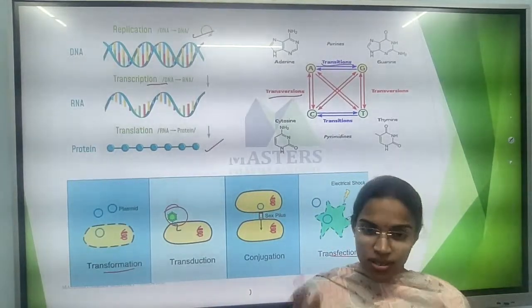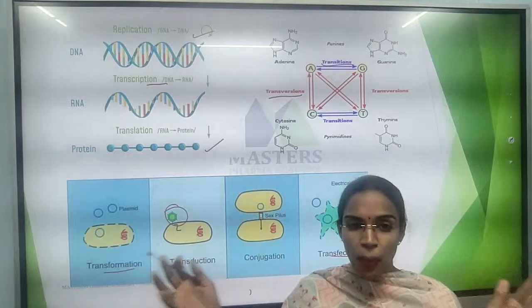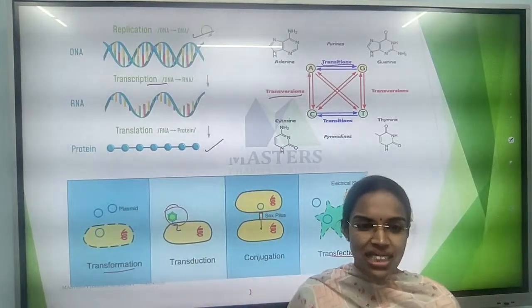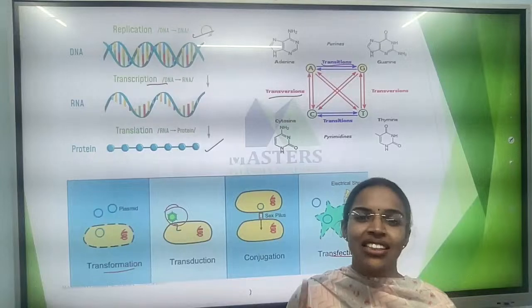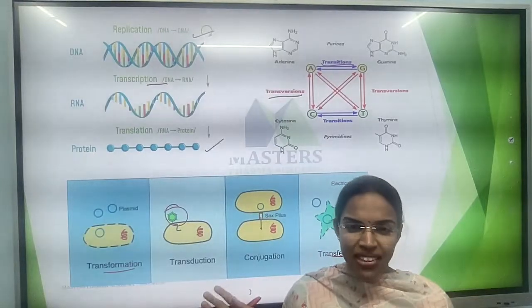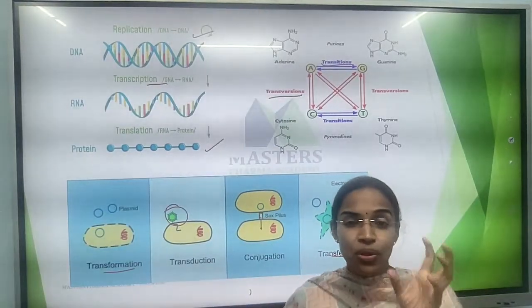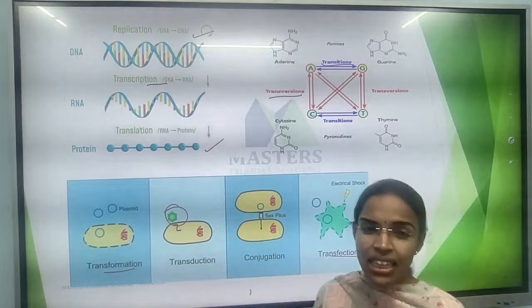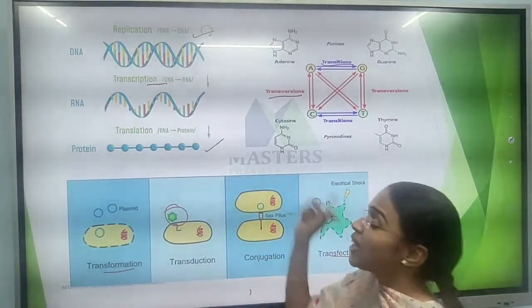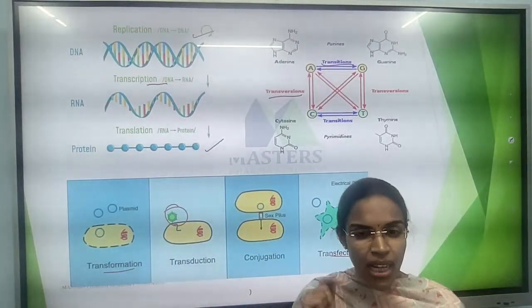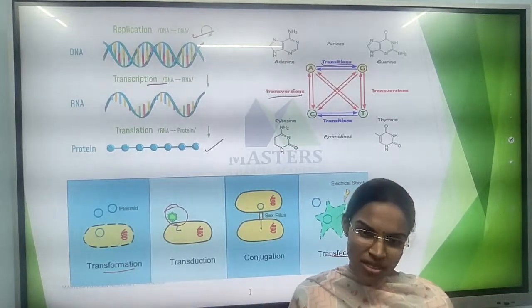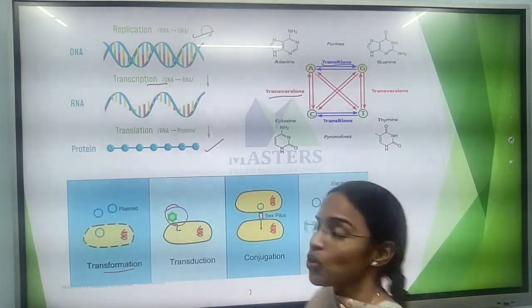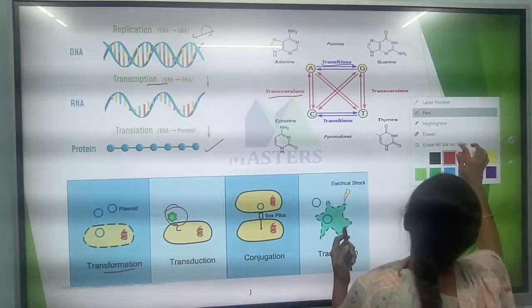So just now we have discussed so many transes: transcription, translation, transformation, transduction, transfection, transversion, transition. Don't get confused. Note down each of these in detail. Please take a screenshot if possible, and note down what each term means. Okay, so moving forward.